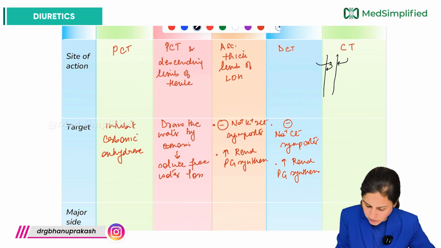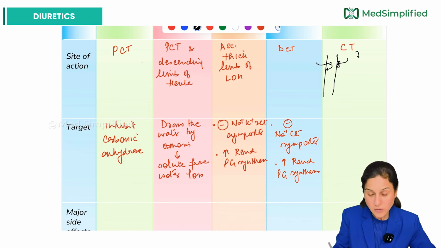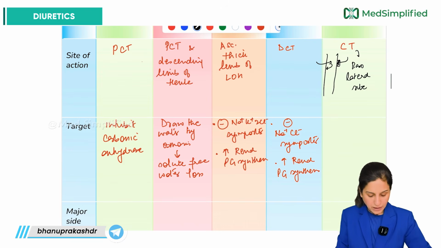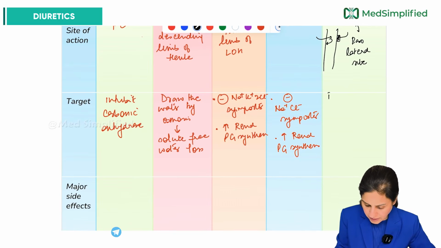So here it is going to act somewhere here, on the collecting tubule, but it acts from the basolateral side, outside. Okay. Now, the target for this: there are two targets here. The first group of drugs are aldosterone antagonists.